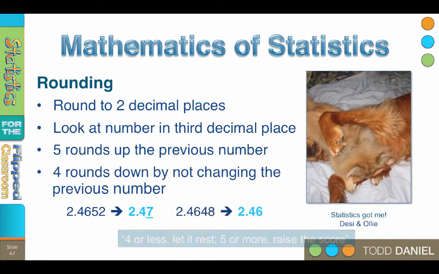If the number in the 3rd decimal place is 4 or less, round down by not changing the number in the 2nd decimal place. And you only do this rounding at the end. Be cautious about rounding during your calculations, because rounding introduces error, so round at the last step. An easy way to remember the rounding rule is 4 or less, let it rest. 5 or more, raise the score.